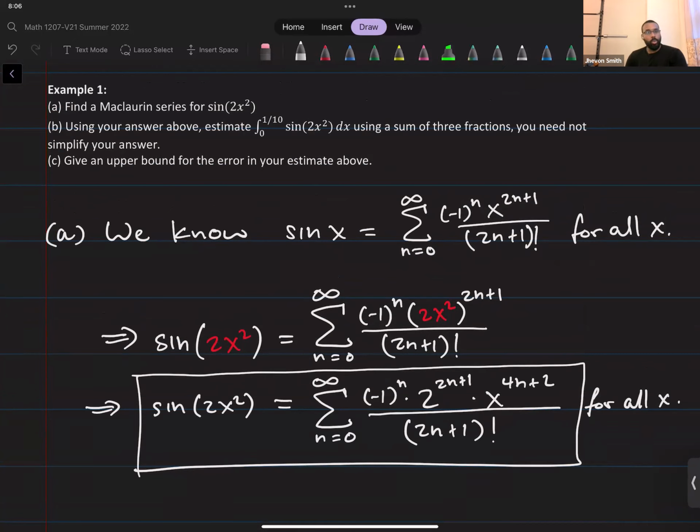And now, if I want to integrate the sine of 2x squared, it's the same as me integrating that series. That series is sine of 2x squared. They're one and the same. There's no difference between the two. The series on the right converges to that function.